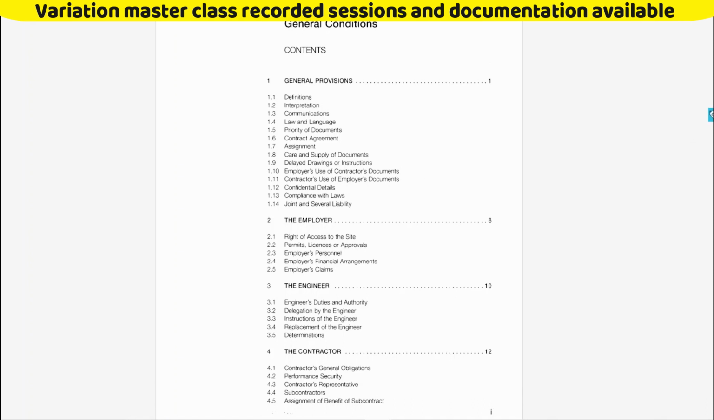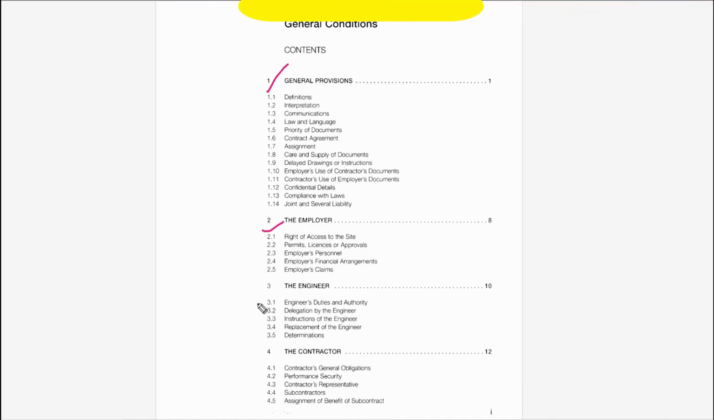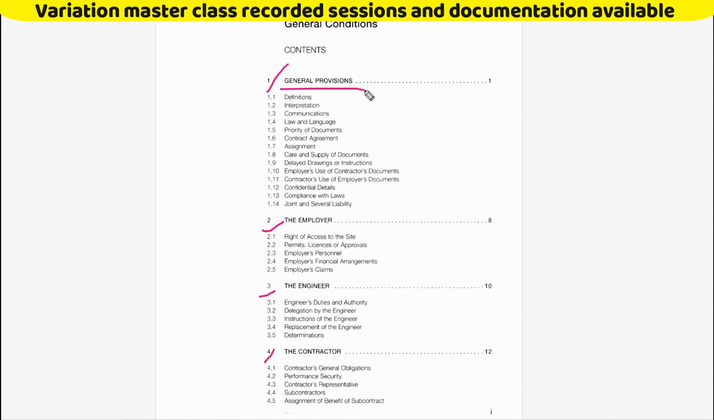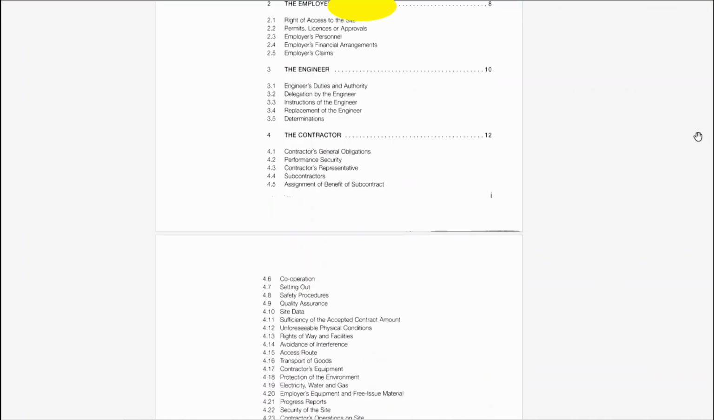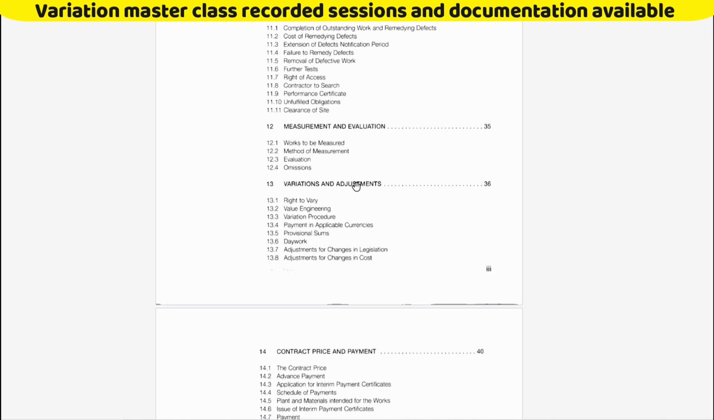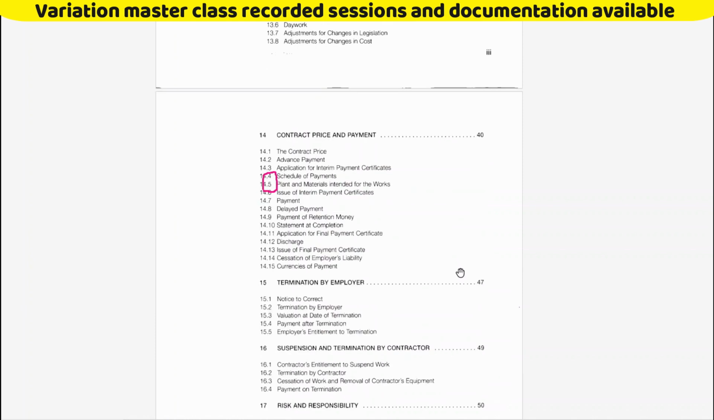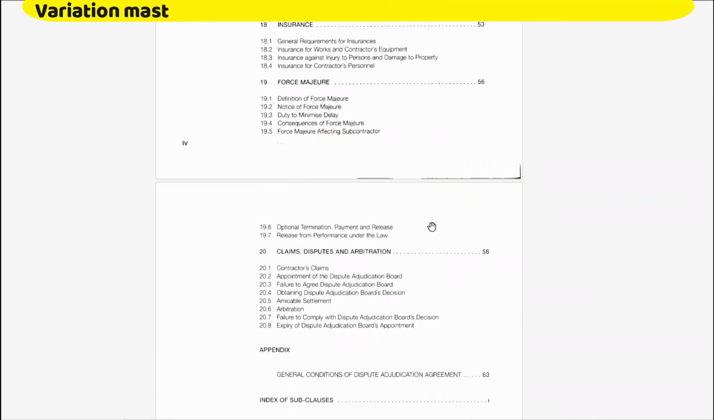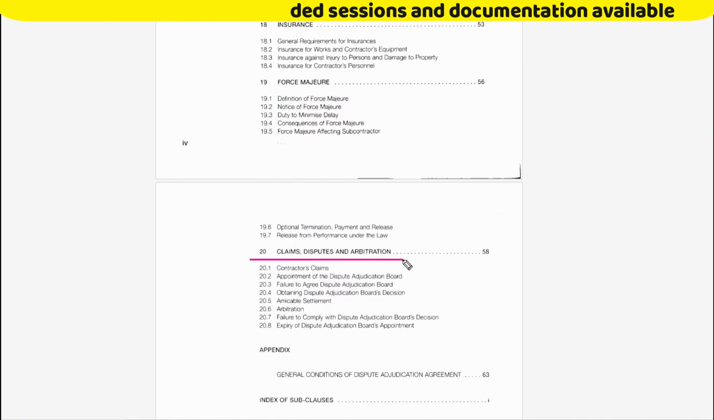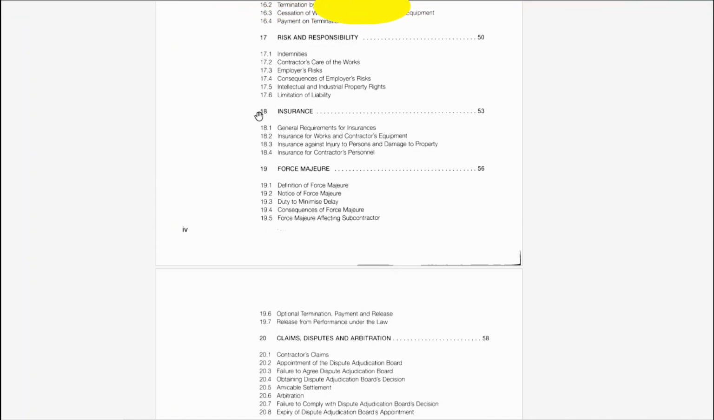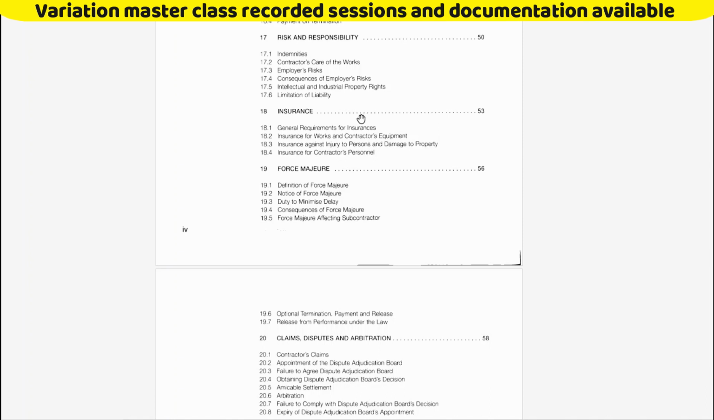You can see here these are the clauses, the first one, the second one, the third one, the fourth one, like this. The first one is the general provisions, then the employer, the engineer. Clause number 4 is the contractor. Like this, you can see here there is a variation clause at 13. So we have to remember the variation clause number is 13 in the FIDIC 99 Red Book. There are 20 clauses, and the final clause is claims, disputes and arbitration. Similarly, you can see here clause 18 is insurance. Most interviewers ask questions about insurance also.